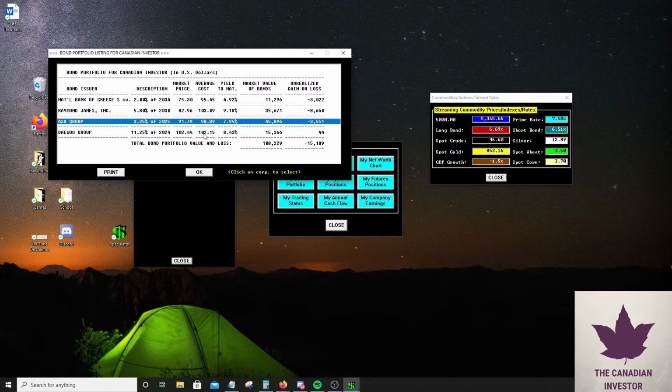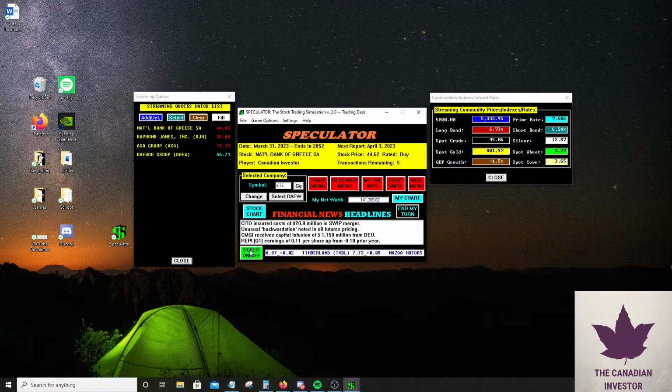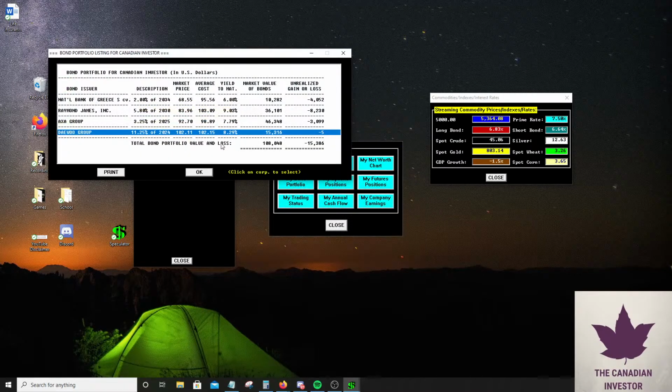This is 91. It might be a good idea to buy more of the AXA group because it's yielding about 7%. This one would probably make more sense to buy because it yields. It's into 2024, and it's trading almost at par. It's just a little bit above. So we'll make about a year's worth of income off of it, and it matures in about a year. So I'm pretty much happy with that.